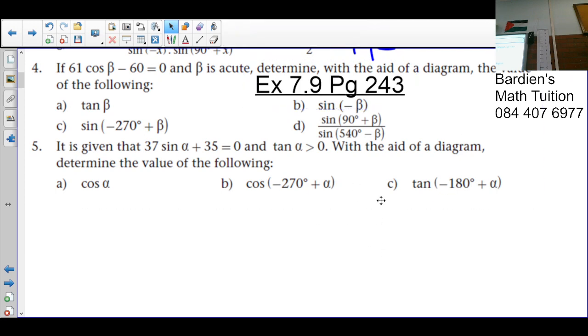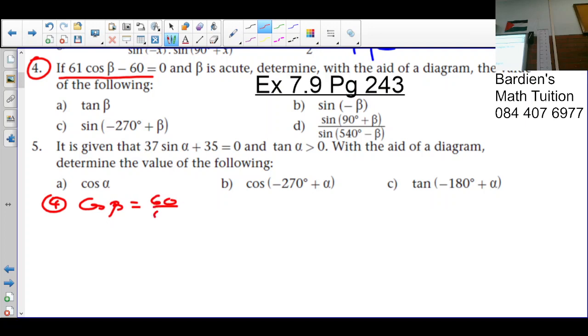Right, so in number 4, the question says, if 61 cos beta minus 6 is equal to 0. So make cos beta the subject of the formula. So cos beta is equal to 60 over 61. Okay? Cos of beta is acute. What does that mean? First quadrant. So we can draw that already in the first quadrant.